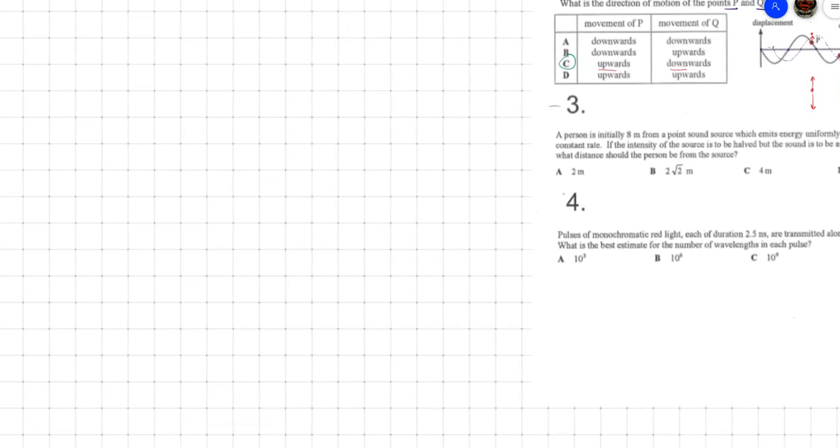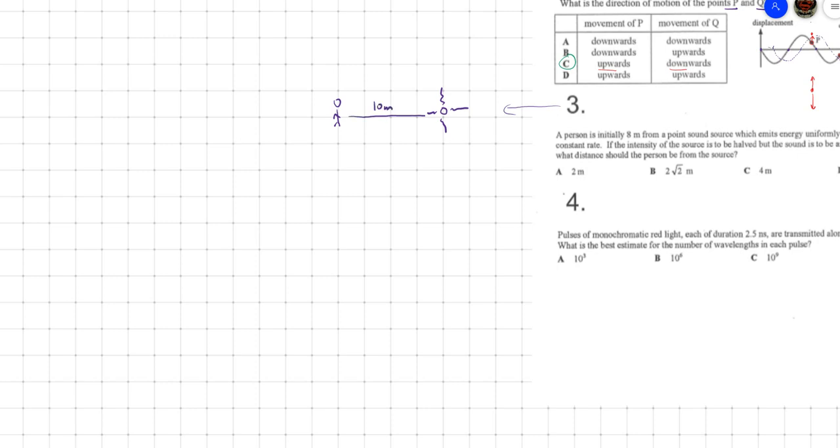Now question 3 is about intensity. All right, let's do this. So we have a source, and this source is emitting sound in all directions. And we have someone standing here. So this person is standing 10 meters away.